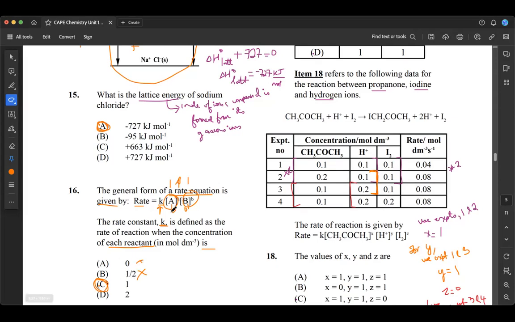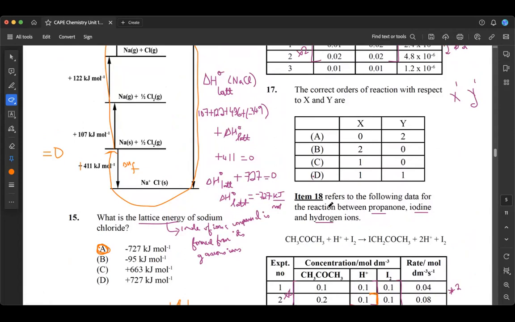And that's when these concentrations are 1 mole per dm cube, okay? So the answer for 16 is then C. And so, moving along to 17.